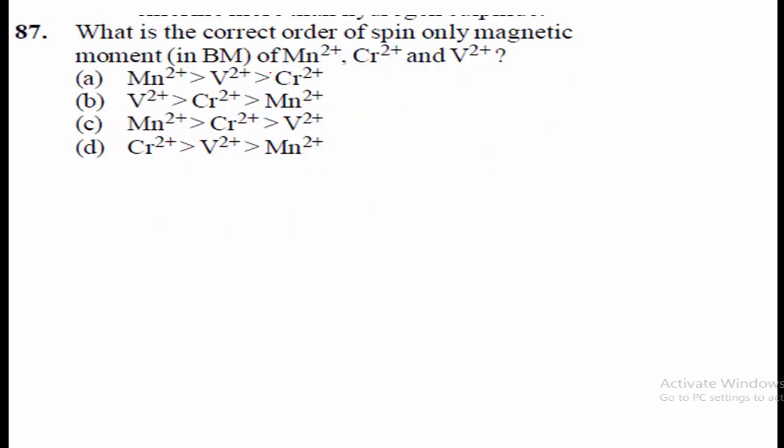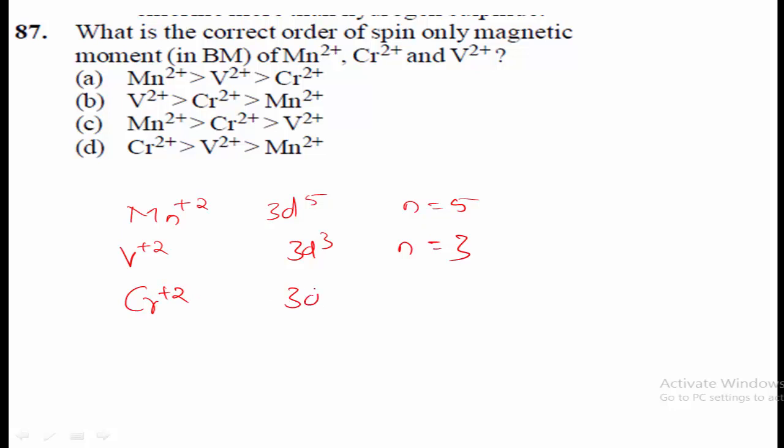87th, what is the correct order of spin only magnetic moment of Mn+2, Cr+2 and V+2? Simply, if you know the electronic configuration, you can easily get the answer. Here, in Mn+2, you will get 3d5. How many unpaired electrons are there? 5. In V+2, how many unpaired electrons are there? n is equal to 3 because it is 3d3. And in Cr+2, what is the electronic configuration? 3d4, n is equal to 4.